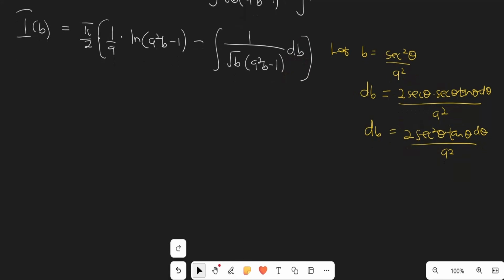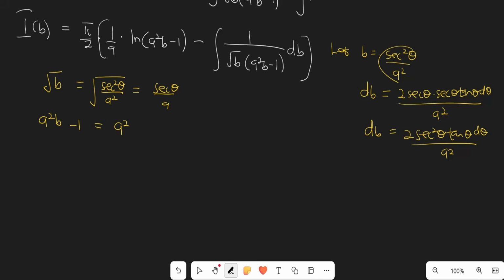Now what about the square root of b? The square root of b is the square root of secant squared of theta over a squared, and that equals secant of theta over a. As simple as this. What about a squared b minus 1? So a squared b minus 1, this is the same as a squared times b, which is this, right?